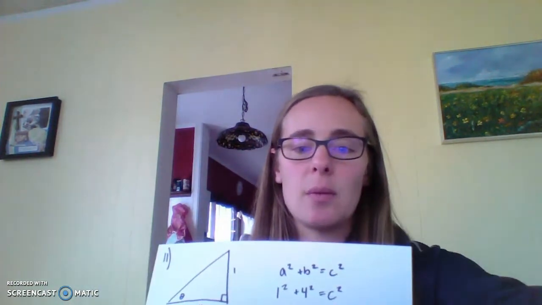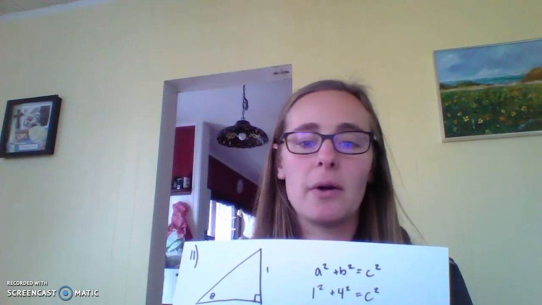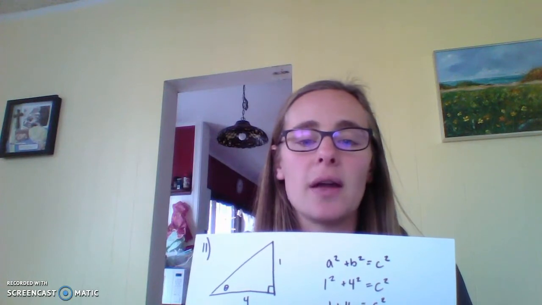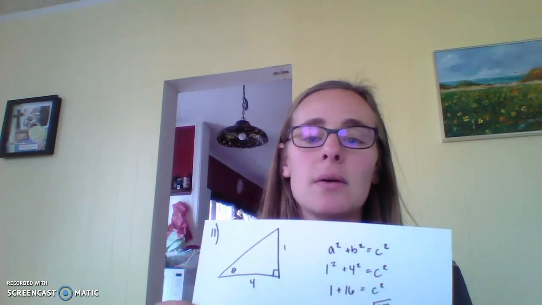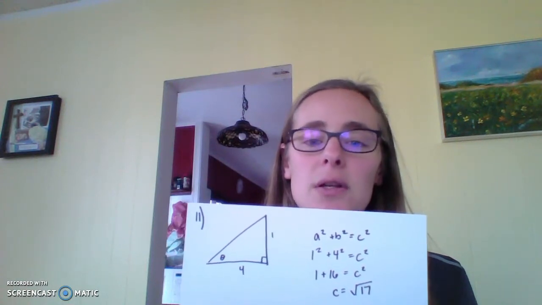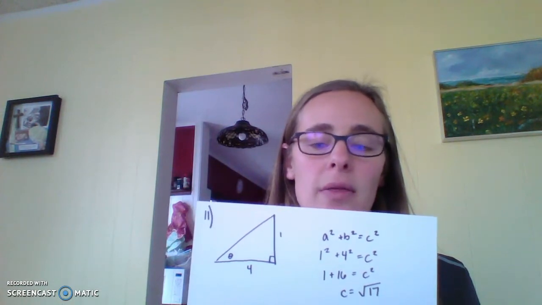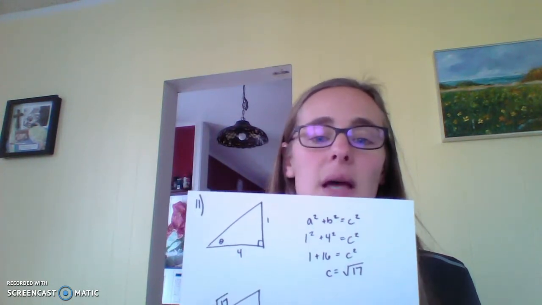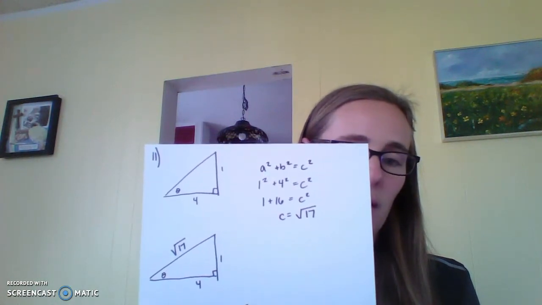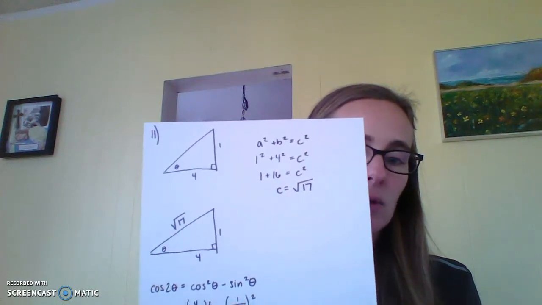So to start with on number 11, we have this triangle. And it's basic Pythagorean theorem to find the length of the hypotenuse there. So you should find the length of the hypotenuse as the square root of 17. So that should be fairly straightforward and basic at this point. So then from there, the problem asks us to find, yep, there it is with the hypotenuse in. So it tells us to find the cosine of 2 theta.